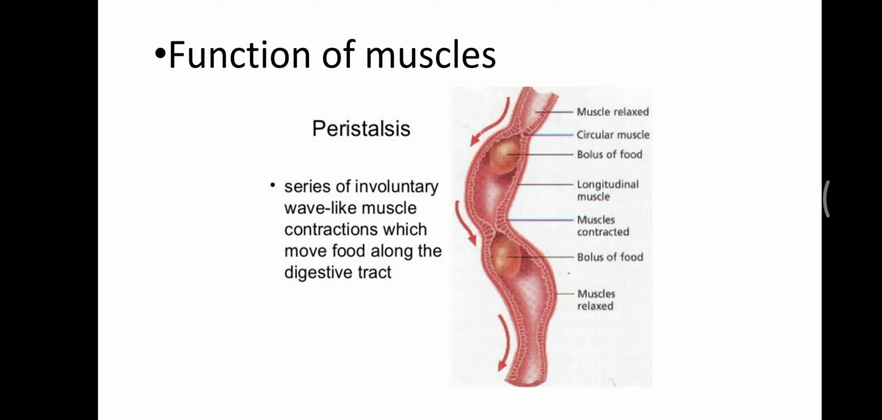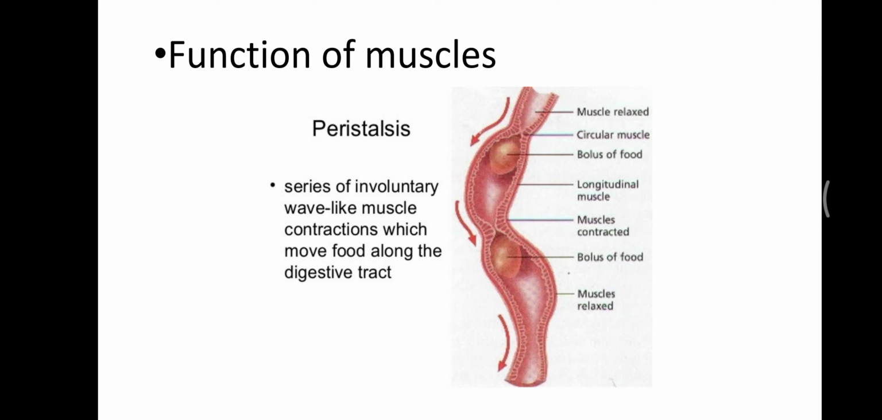When the circular muscles contract, then the longitudinal muscles will relax, because we have studied that in this type of movement in peristalsis, one muscle will be in contracted form and the other one will be in relaxed form. So students, these are longitudinal muscles and these are circular muscles. If circular muscles contract, longitudinal muscles will be in relaxed form.